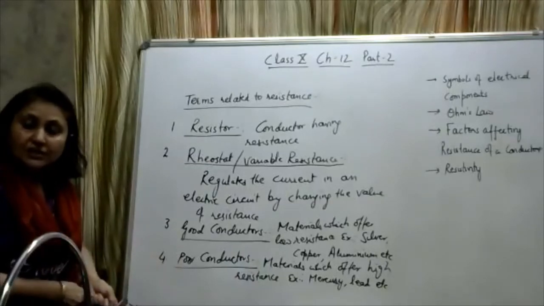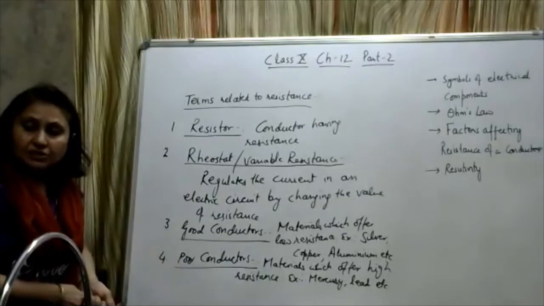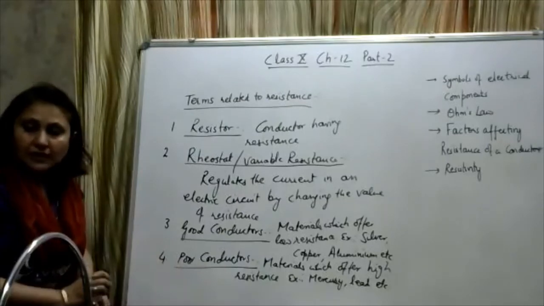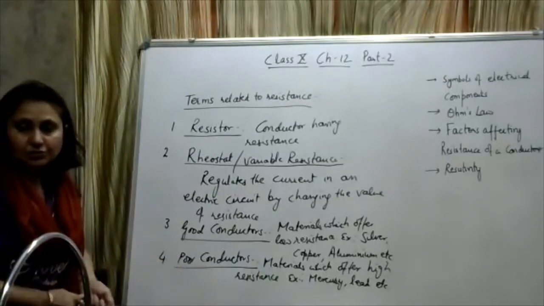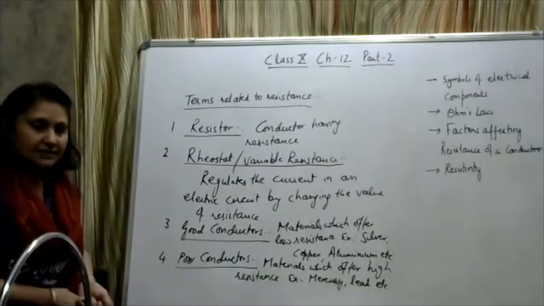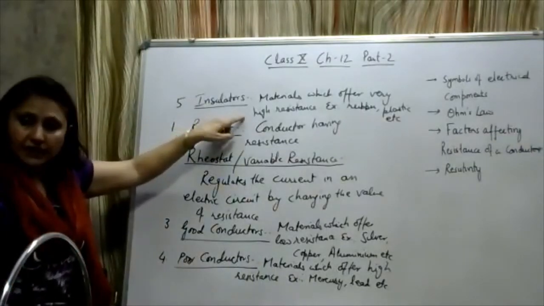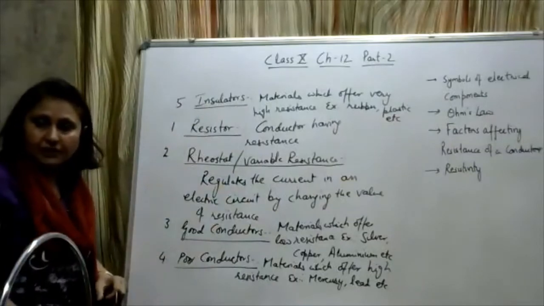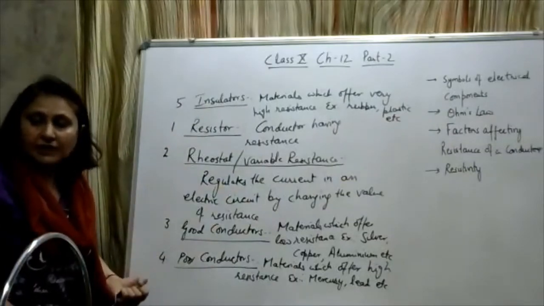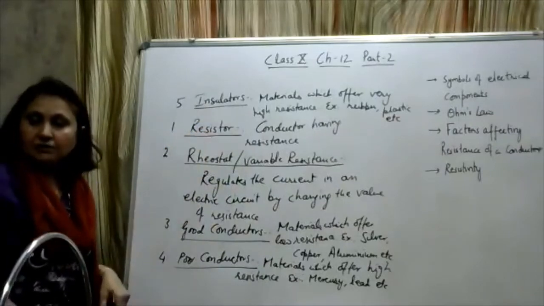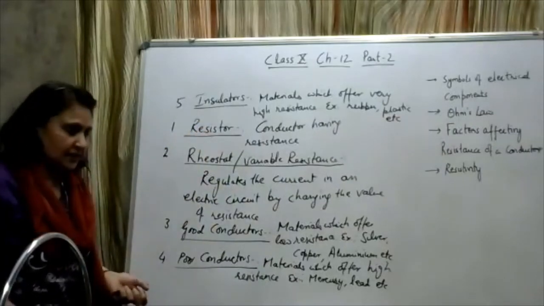Then the next is insulators, which offer very high resistance to the flow of electric current. That is, they do not allow the electric current to pass through them. Such materials are called insulators. Examples are rubber, dry wood, plastic, etc.